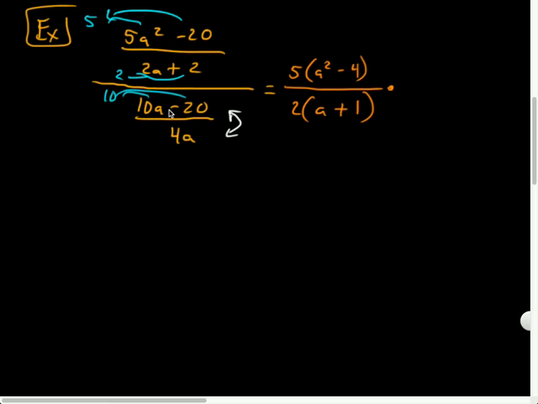So this lower numerator becomes my new denominator down here. So this is 10 times a minus 2 over, and it looks like just 4a. I don't think I can factor anything with a 4a. And like I said, there's one more factoring there we could do.